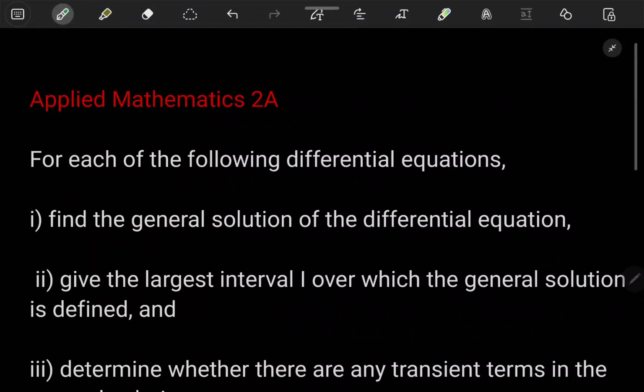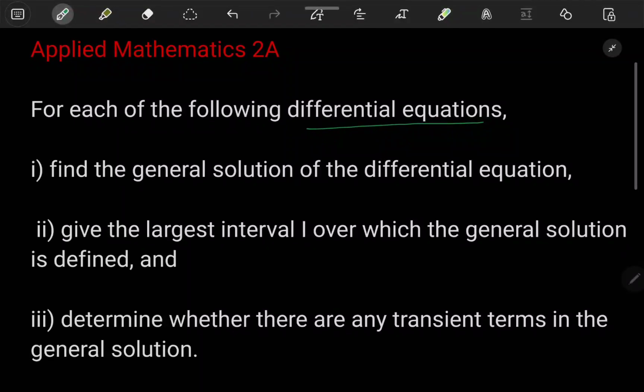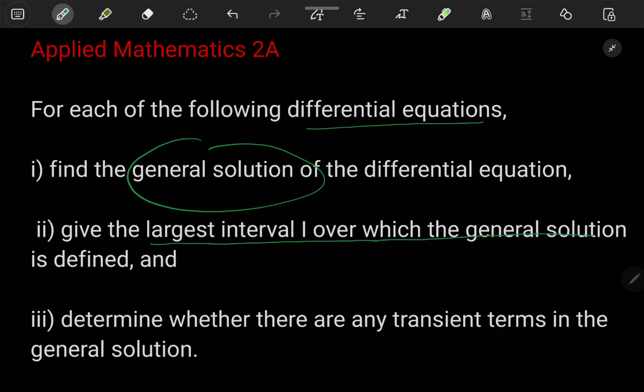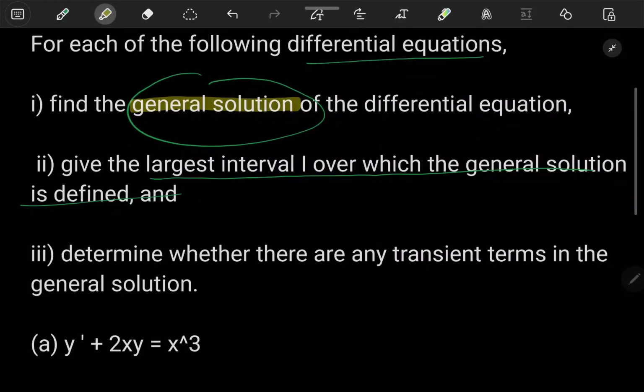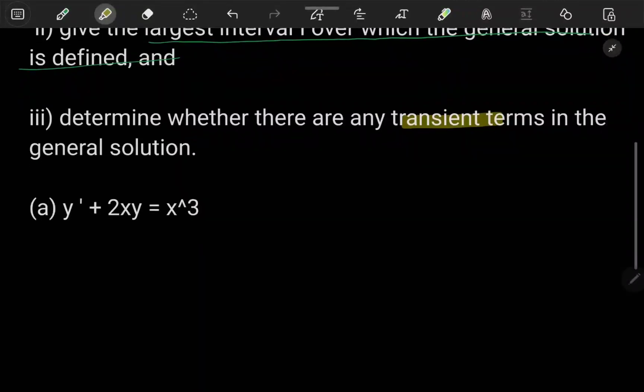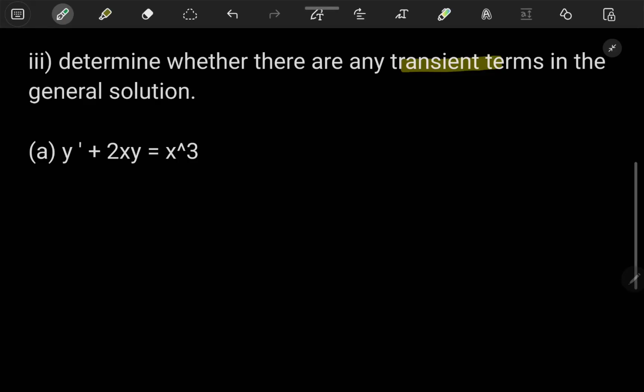So let's just read. For each of the following differential equations, find the general solution. You're supposed to find some sort of y equals something if possible, and find the largest interval over which the general solution is defined. So we're going to find the domain of our general solution. Then the last part will be finding the transient term, right? So let's try to solve it.